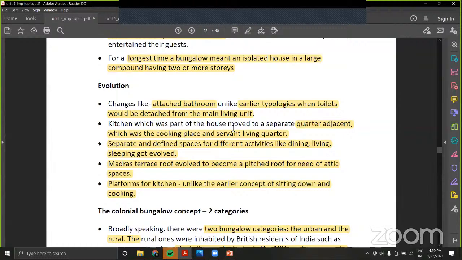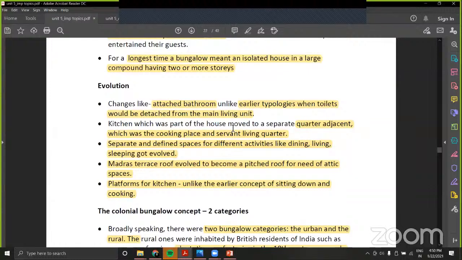After the British influence, they changed that into an attached bathroom, and the kitchen was also moved to a separate room. In those days we would have a single room, and people would use that single room for sleeping, and there would also be a small unit for kitchen purposes. But after the British, they separated all those spaces from the single room, and they also had separate and defined spaces for different activities like dining, living, and sleeping. So as I said, the Madras terrace roof was able to become a pitched roof or even attic spaces. Attic spaces are nothing but storage spaces.